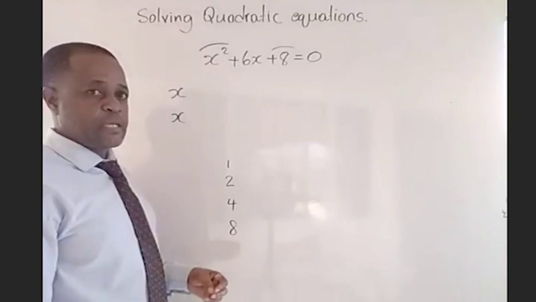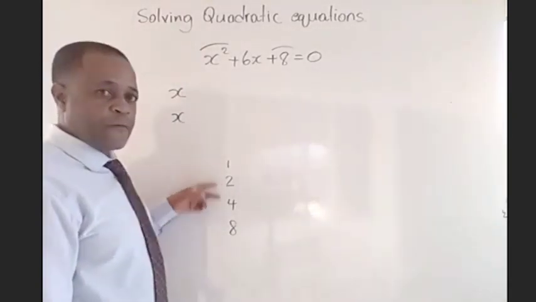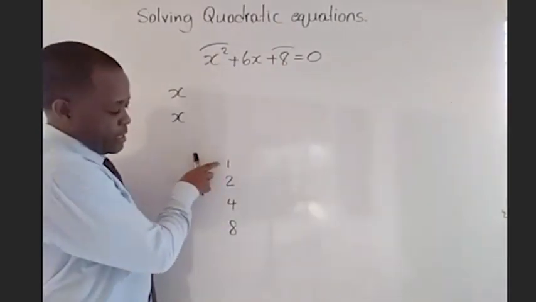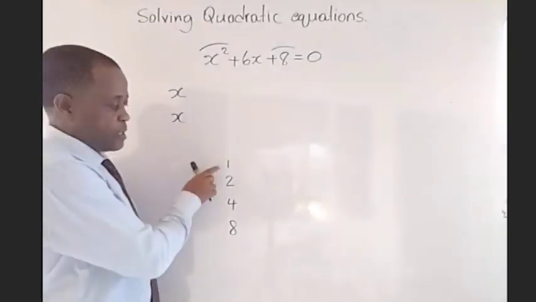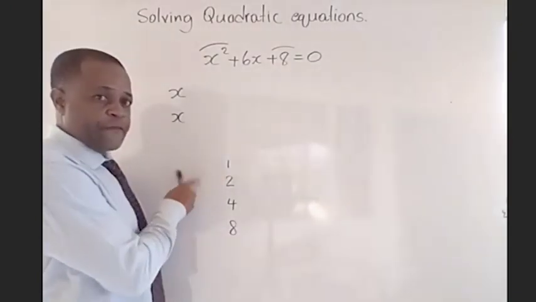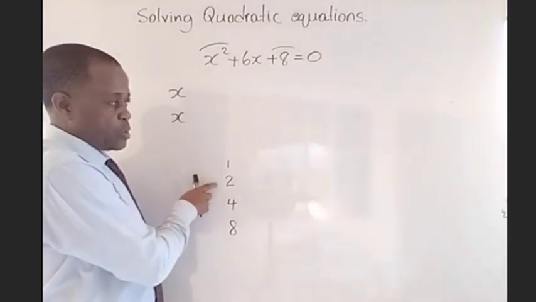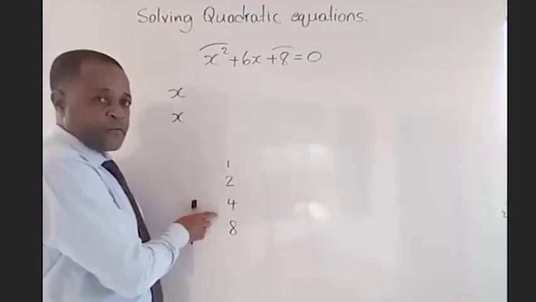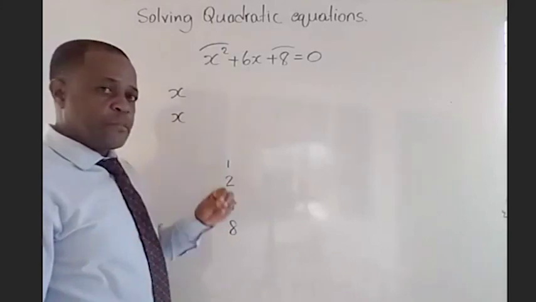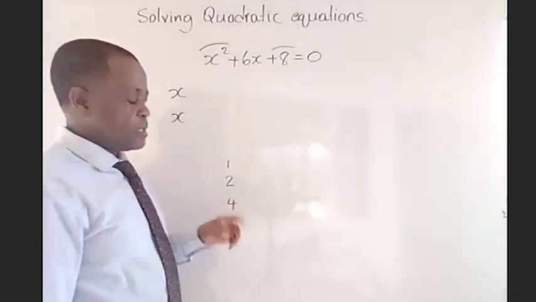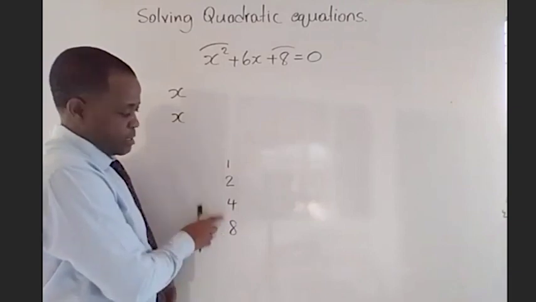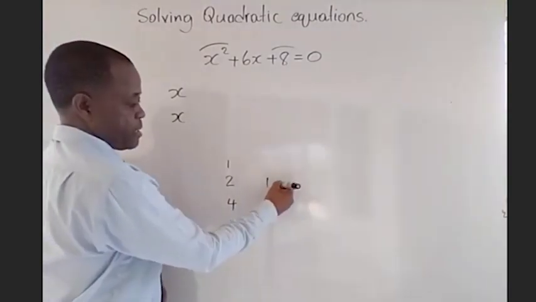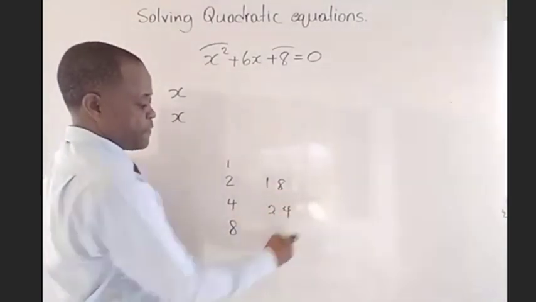Now remember the last time we said that it's a combination of 2 factors that we're looking for. So we realize that all of these are factors of 8. However, we cannot use 1 and 2, even though they are factors of 8, because 1 times 2 will not give you 8. Neither can I use 1 and 4 because 1 times 4 will not give you 8. So the combinations that we can actually use are 1 and 8 or 2 and 4.